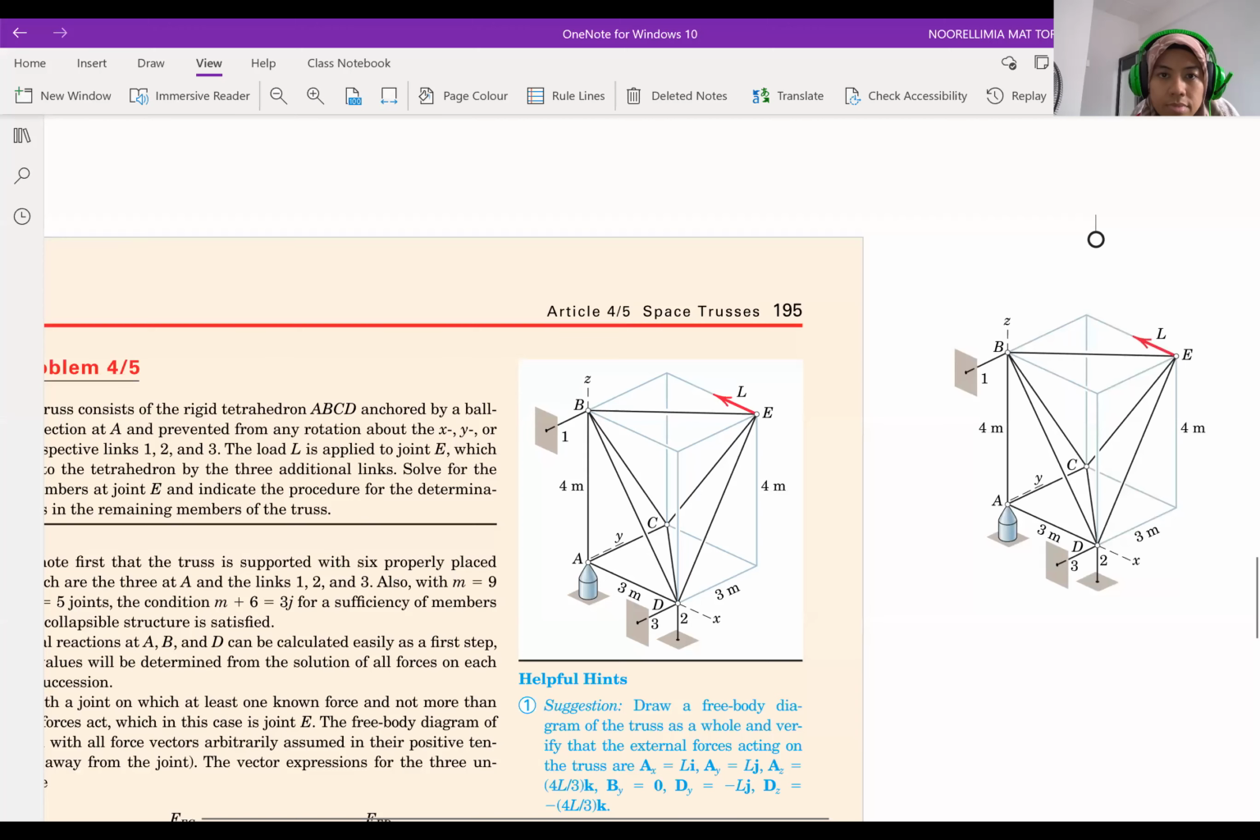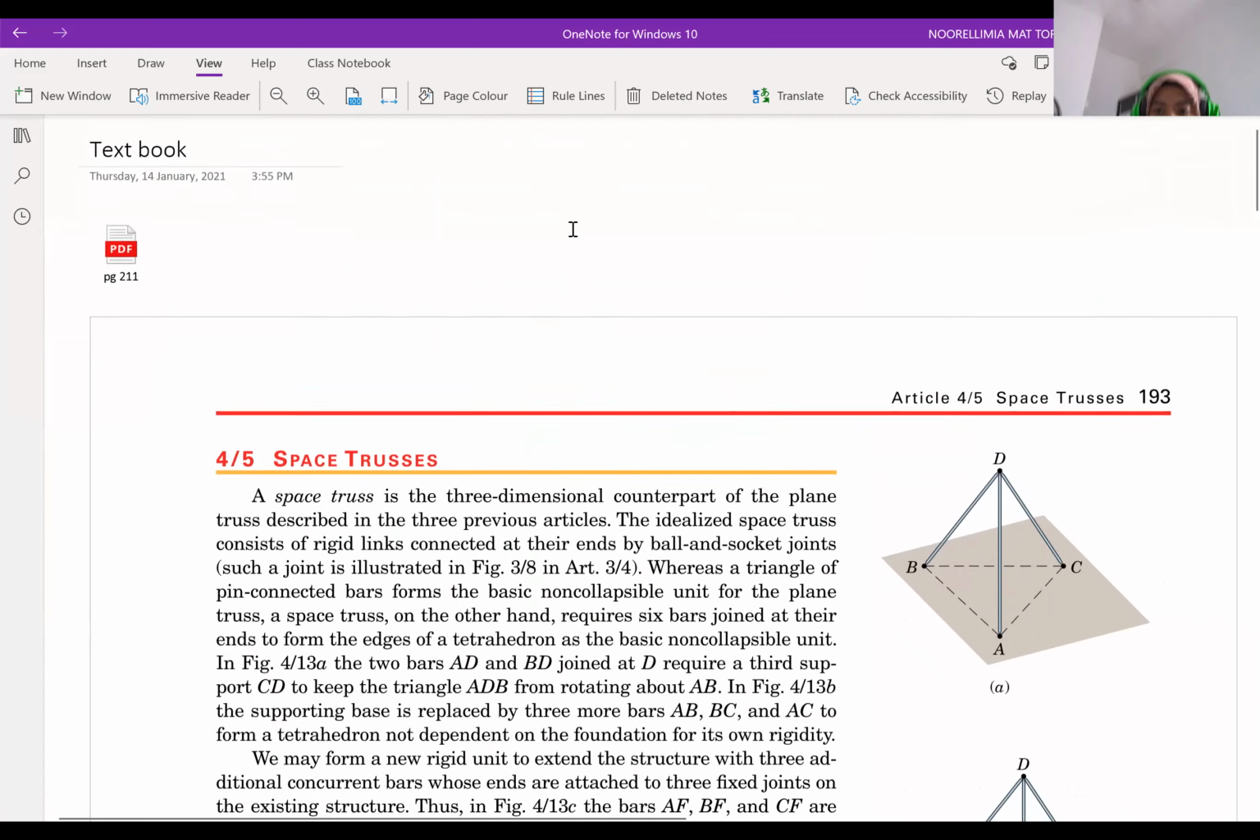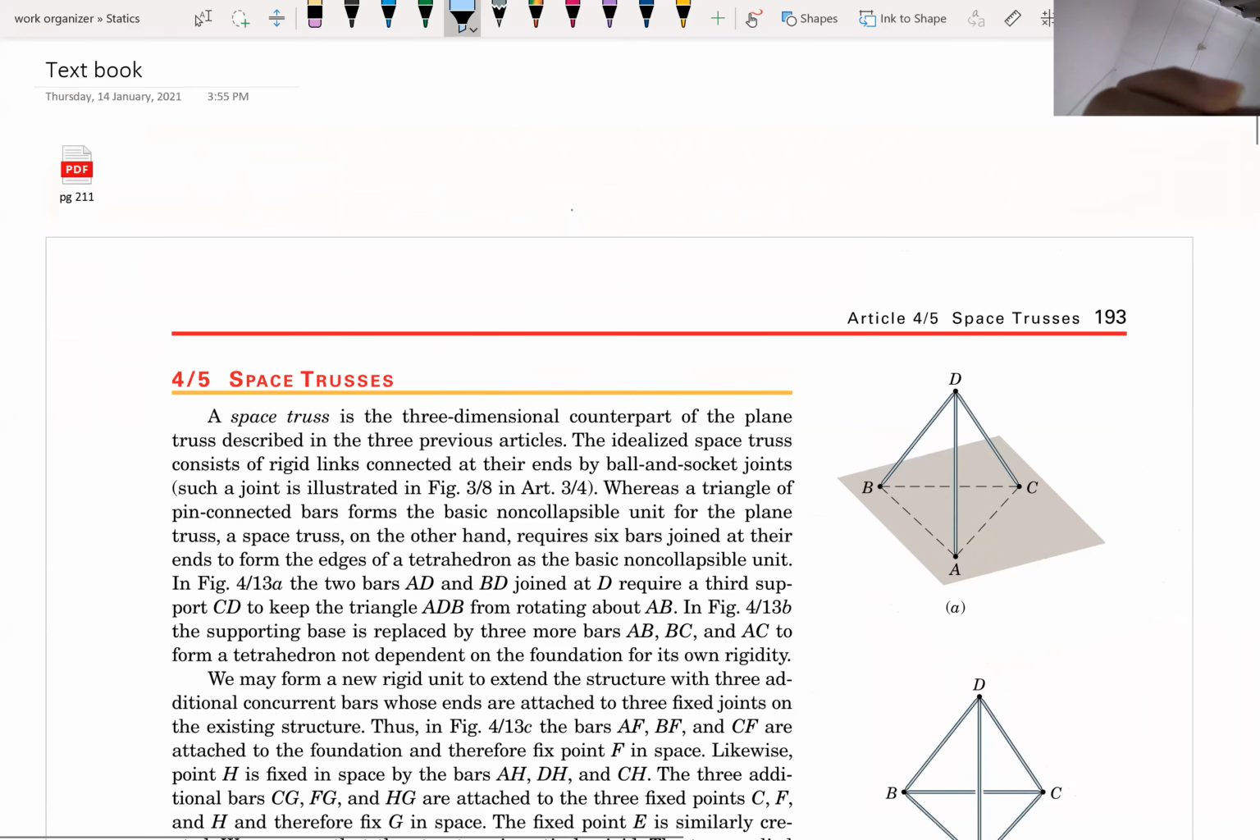Okay, hai, Assalamualaikum semua. Okay, so today hari ni kita sambung dengan another topik, subtopik which is space truss. So share screen. Okay, so space truss. Okay, so what is space truss?